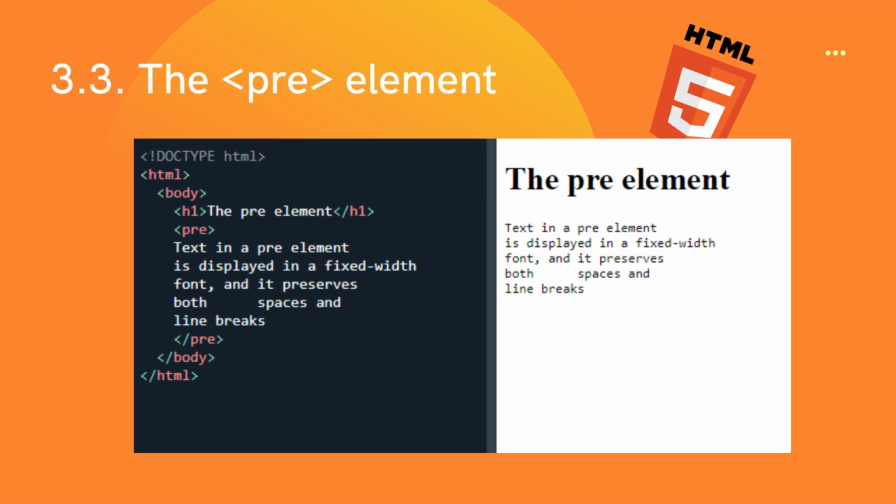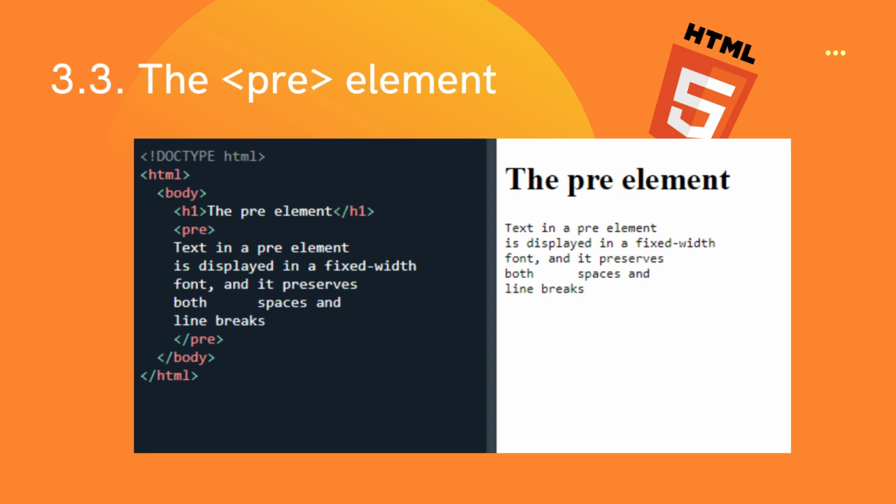Example. The pre element defines pre-formatted text. The pre element is a block of pre-formatted text in which the structure is represented by typographical conventions rather than elements. In HTML syntax, the leading newline character immediately following the opening pre tag is removed.